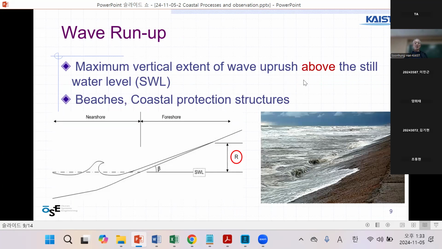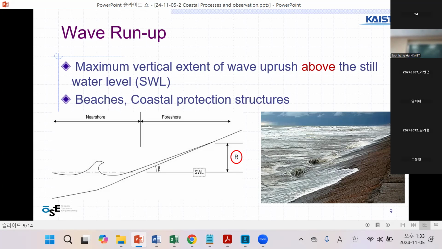And wave runup is the height above the still water level. This one is the still water level. Far away, the ocean is at this level. But near the shore, the wave is coming, running up, right? Otherwise, your foot would not be wet. If you are running near the shore, the wave is coming and going down, coming and going down.